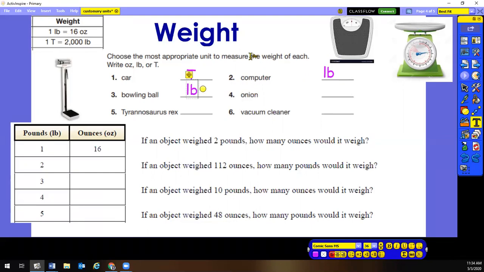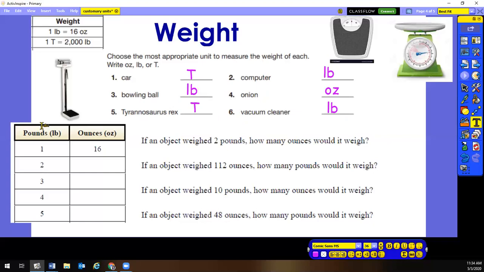How about an onion? An onion is pretty small. When you go to the grocery store and you're in the produce section, you might see those little scales. They're kind of like this, except they hang, maybe. It measures things in ounces and pounds. But if we're just measuring one onion, we're definitely going to be measuring in ounces. What about a Tyrannosaurus Rex? What would you measure that in? Tons, for sure. Those are huge. And a vacuum cleaner. So not quite as small as an onion, not quite as big as a T-Rex. So it's going to be in between, and we're going to measure that in.